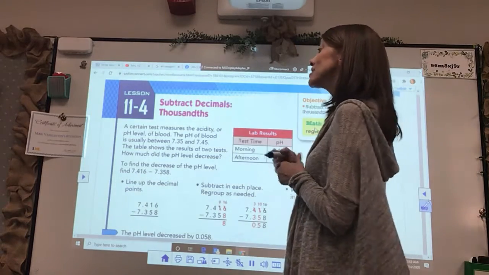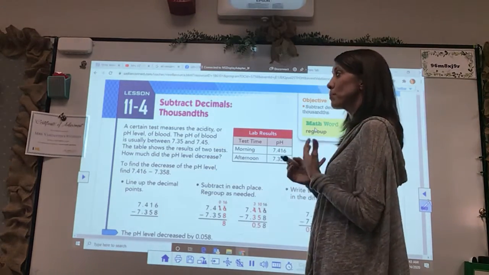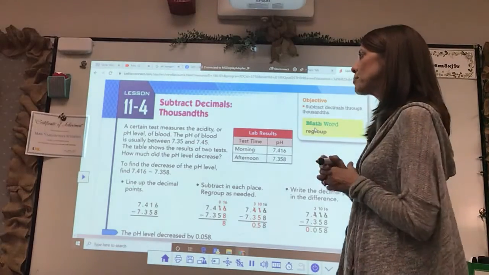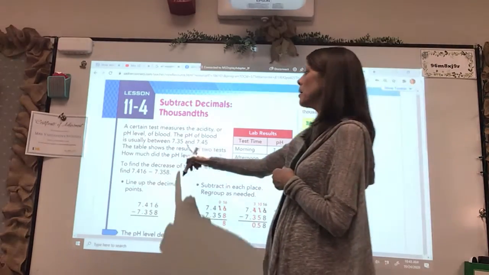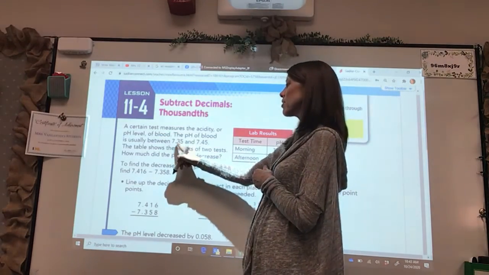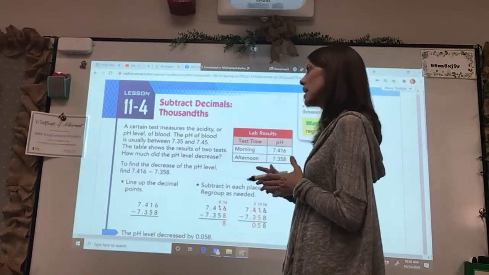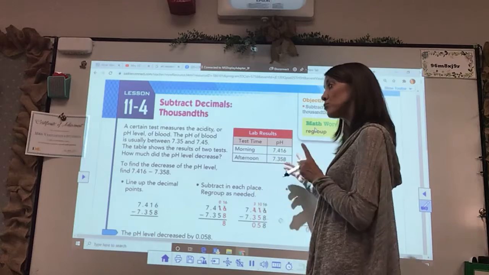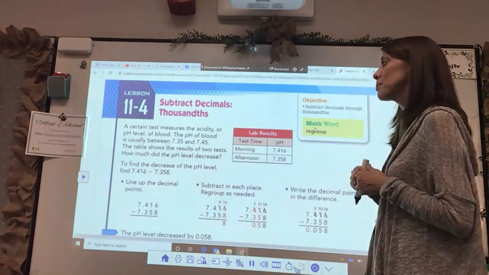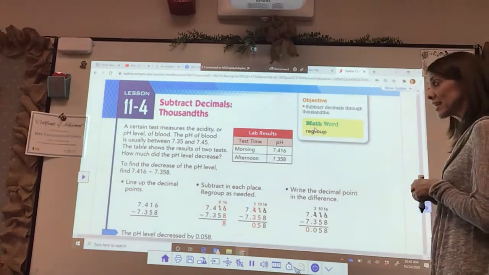A certain test measures the acidity or the pH level of blood. The pH of blood is usually between 7 and 3500ths and 7 and 4500ths. The table shows the results of two tests. How much did the pH level decrease?